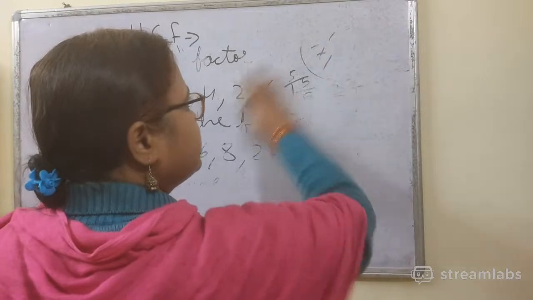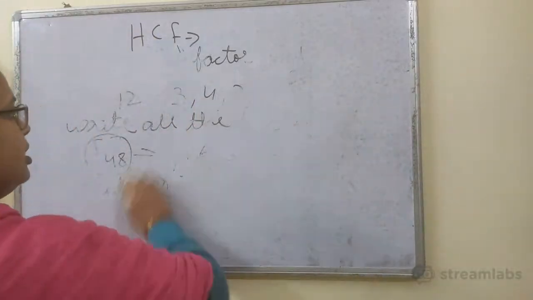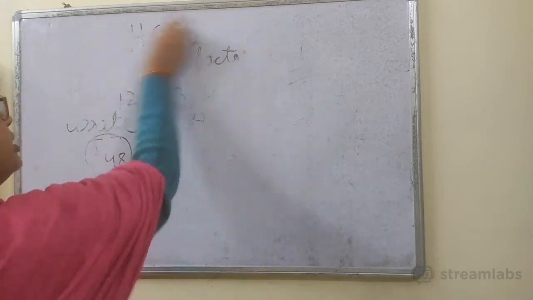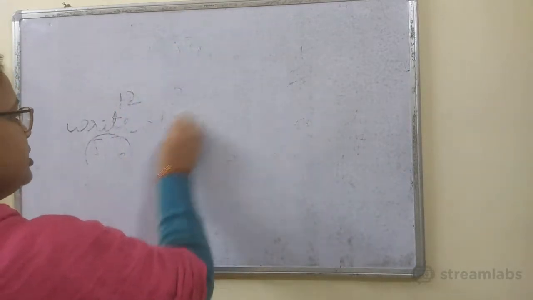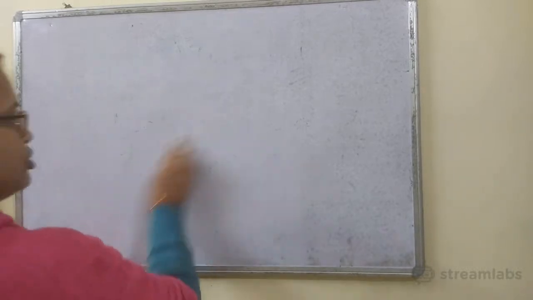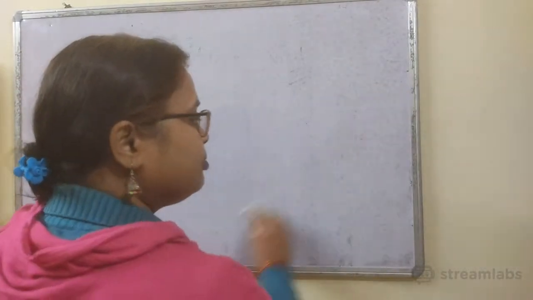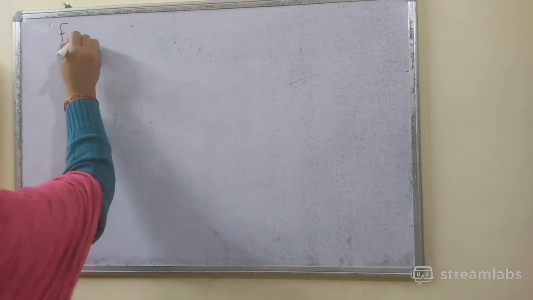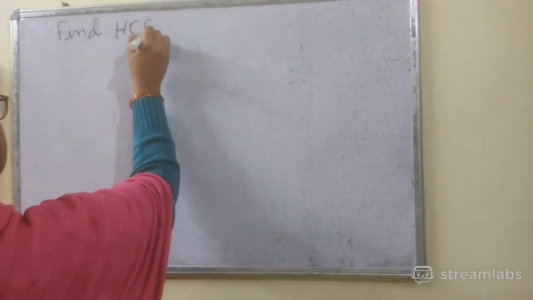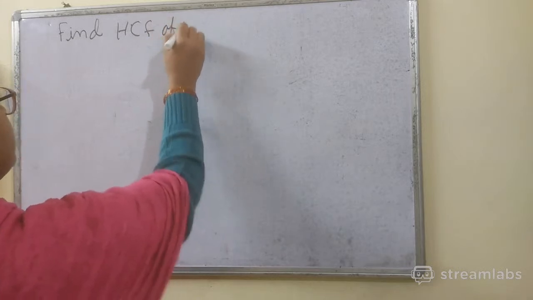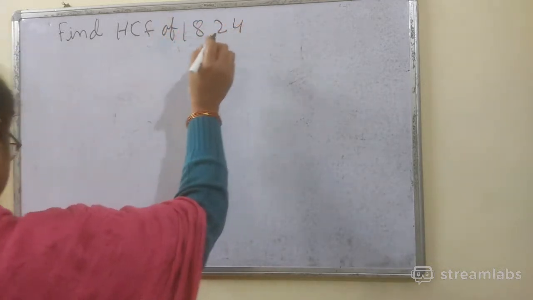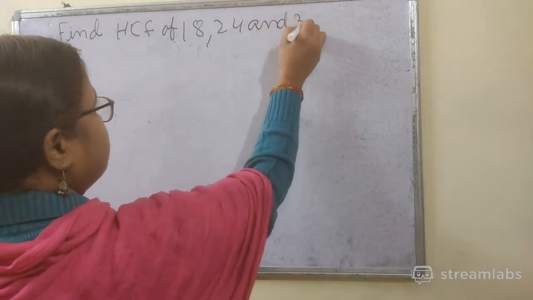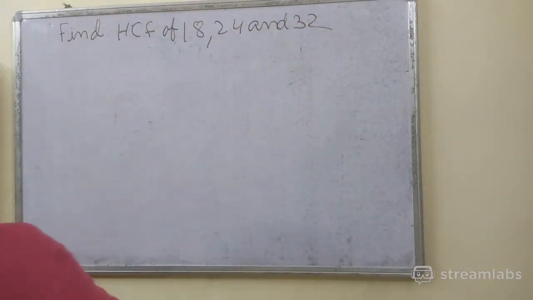Okay. Now I'm going to explain about the HCF. So HCF means highest common factor. Clear? HCF you can find between two numbers, three numbers, four numbers, five numbers, like this you can find out. Okay. So if the question is find HCF, find HCF of 18, 24 and 32. Clear? This is the HCF.